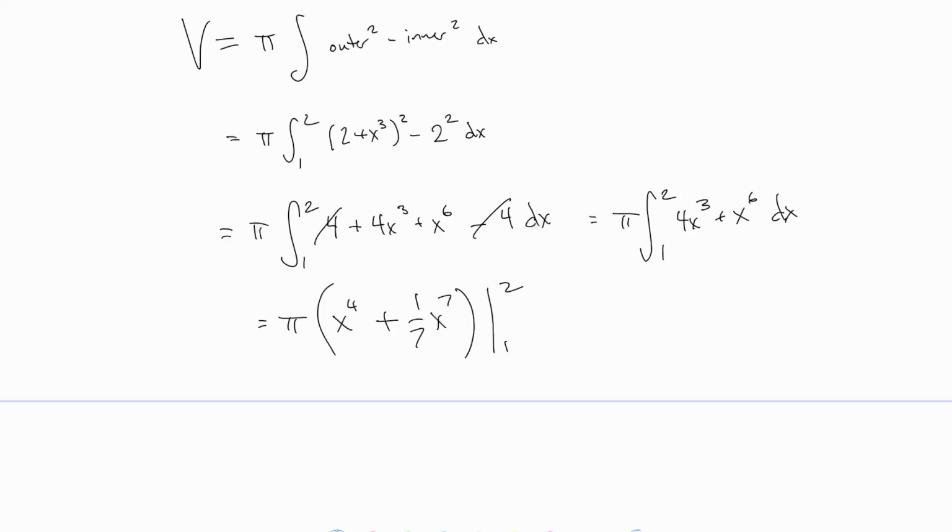And then we plug in the numbers. So pi times 2 to the 4 plus 1/7 times 2 to the 7, minus pi times 1 to the 4 plus 1/7 times 1 to the 7. There you go. That's what I got. Any thoughts about that one?